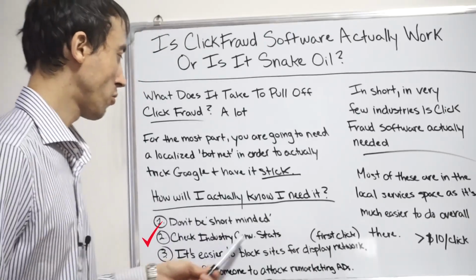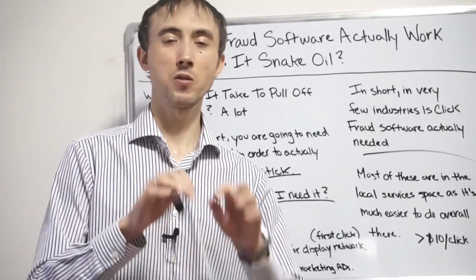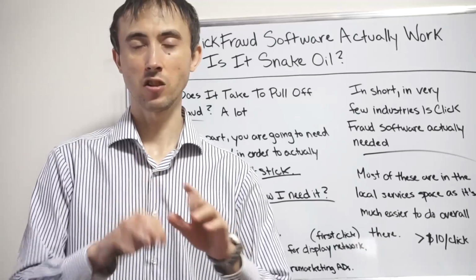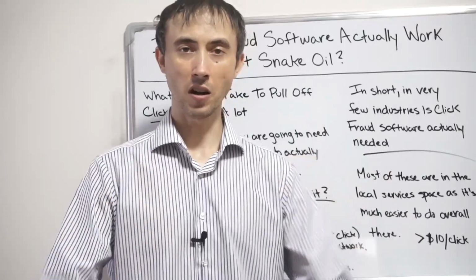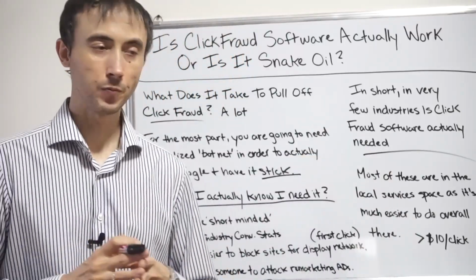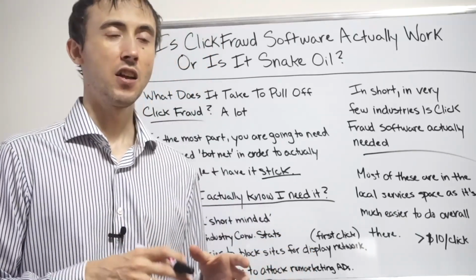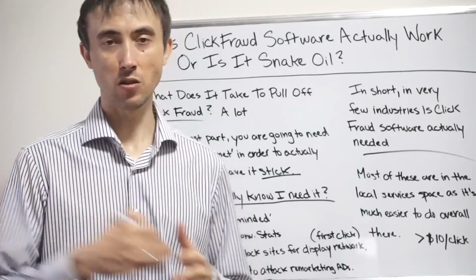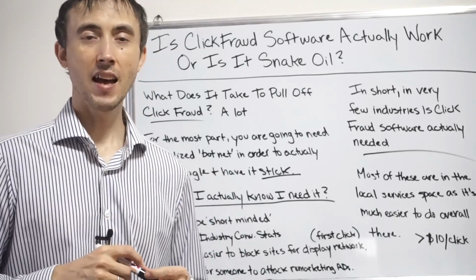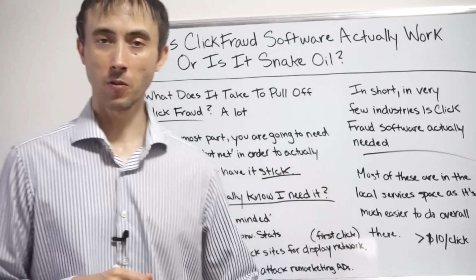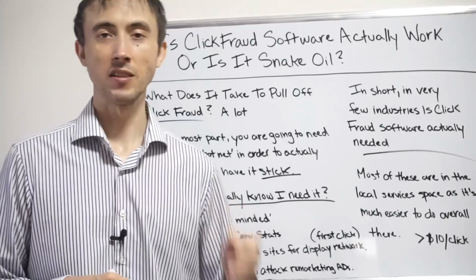Two, check industry conversion stats. So basically you want to go and type in your industry, personal injury law, average landing page conversion rates. Find out what your average conversion rate is for search campaigns on Google for your market, and with that, you check the conversion rate of your landing page from your Google Ads campaign, and you should be able to see a conversion rate that's similar to the industry average. If it's not, you might have a problem with click fraud. So with that said, you're not going to run to the click fraud software right away. You're going to make sure you have a good landing page, and a landing page that will convert at the rates that you need to.